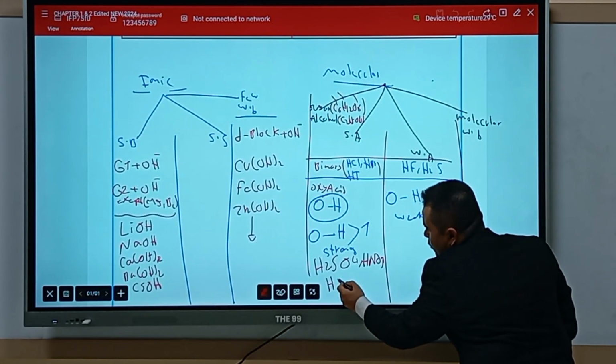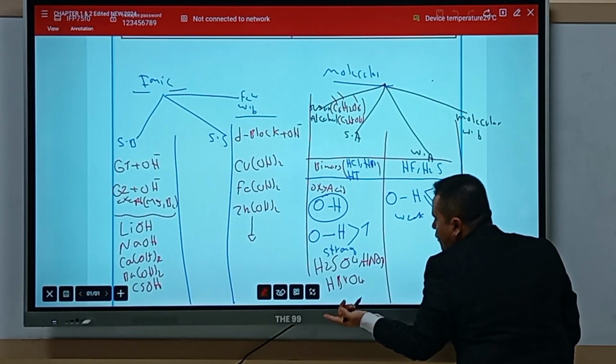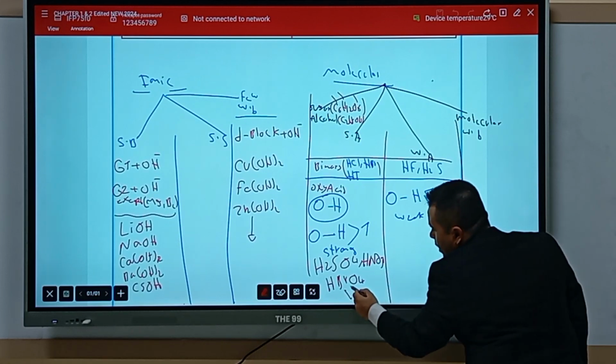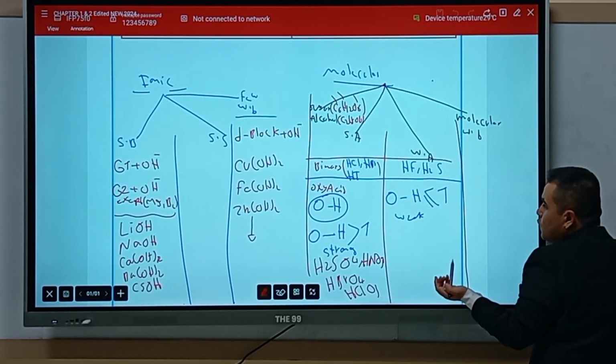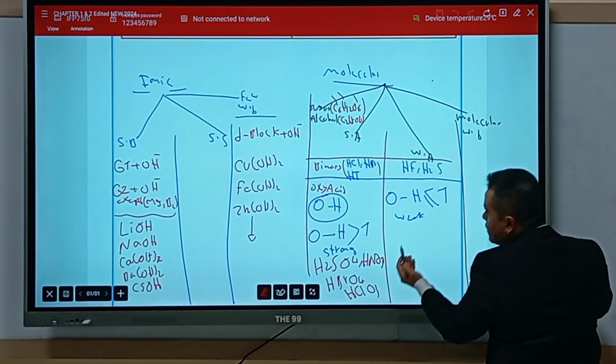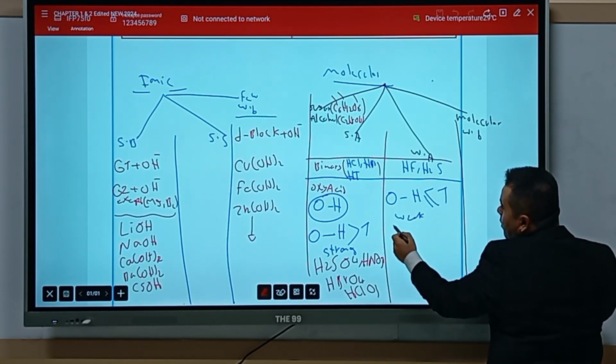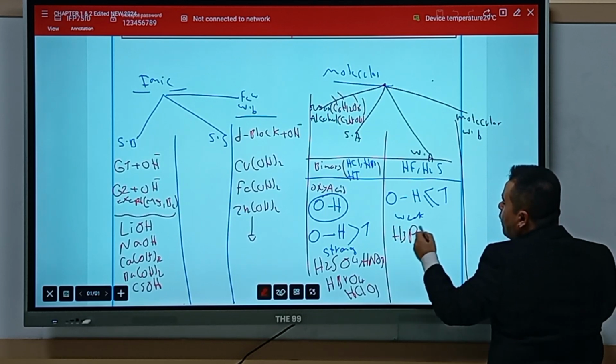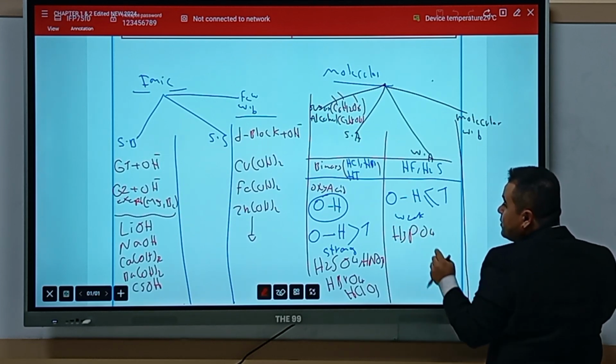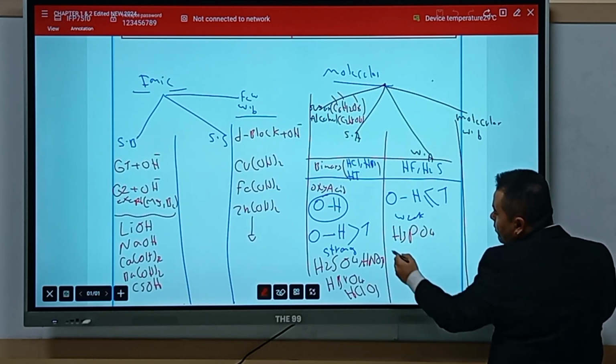For example, more examples. HBrO4: 4 minus 1, 3. HClO3: 3 minus 1, 2. These are all strong. How about the weak oxyacids? H3PO4: 4 minus 3, 1. It's weak.